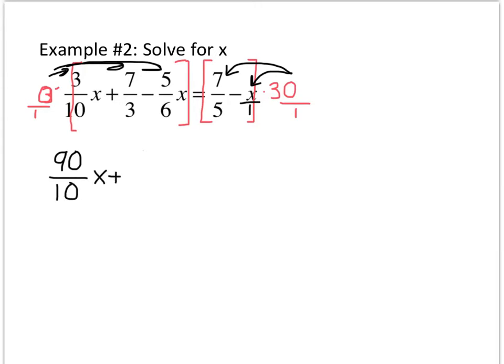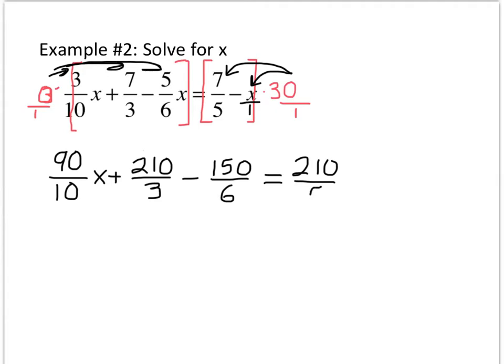30 times 7 is 210 over 3. 30 times 5 is 150 over 6. And then on the right side, 30 times 7 again is 210 over 5. And then 30 over 1x.